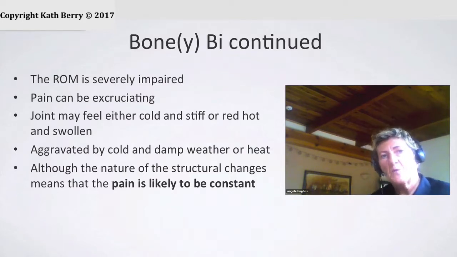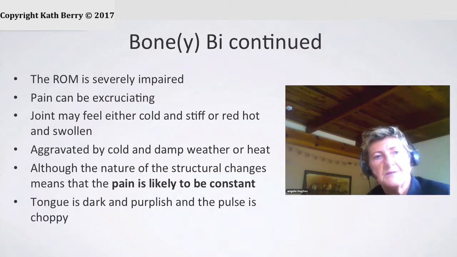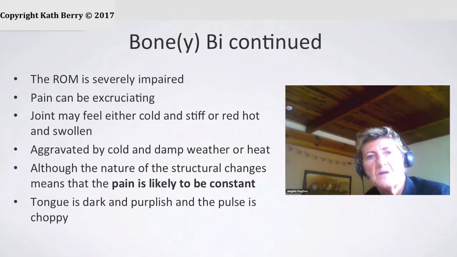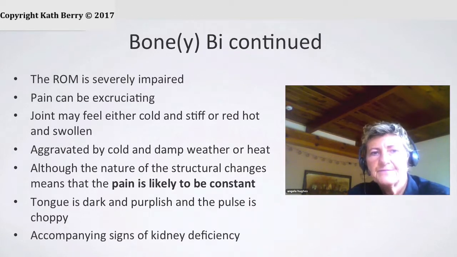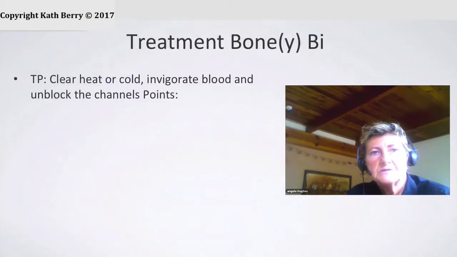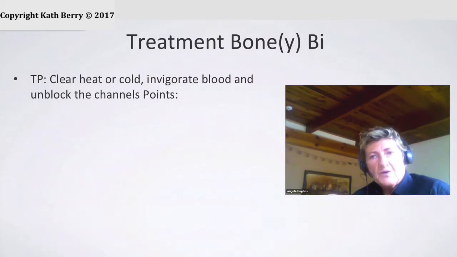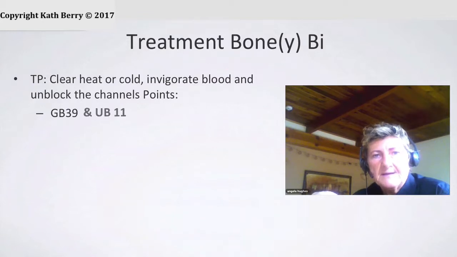So usually when somebody's got to the stage of bony Bi, the tongue is going to look a lot more stagnant. It's going to be darker and more purplish. There may be a choppy or a slippery pulse. There's going to be probably accompanying signs of kidney deficiency. So treatment principle here, you want to clear heat or cold, invigorate the blood, unblock the channels. So points specifically to affect the bones are UB11 and gallbladder 39.